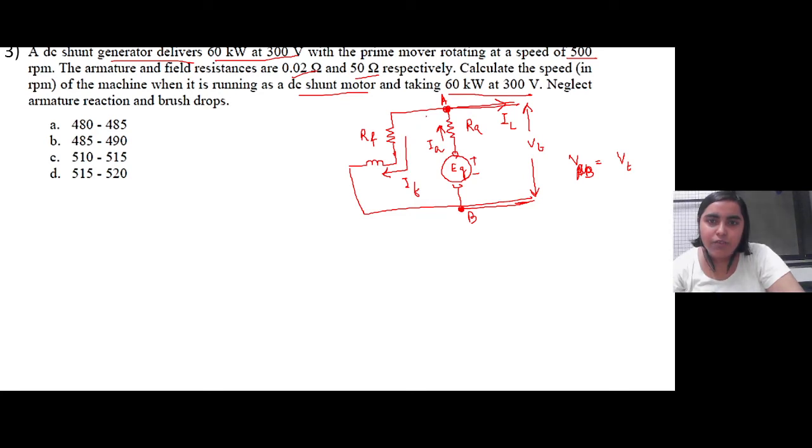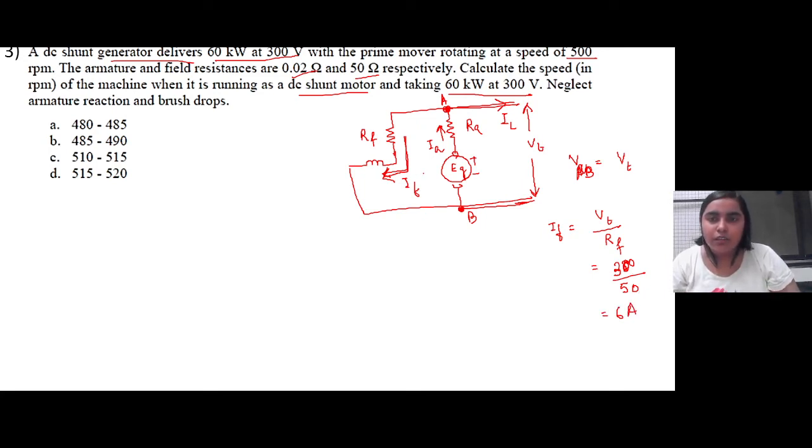So the current across this branch, the field current IF, will be equal to the voltage across it, VT, by the resistance in that branch, RF. VT is 230 volt and the field resistance is 0.02 ohm. Sorry, the field resistance is 50 ohm, and sorry, it is 300 volt, not 230 volt. So it is 300 volt by 50 ohm, which is equal to 6 ampere.